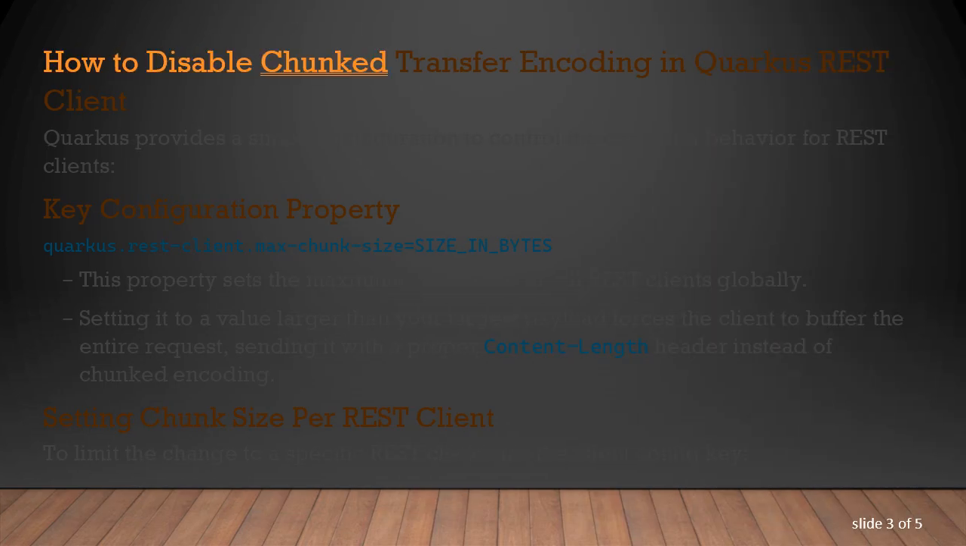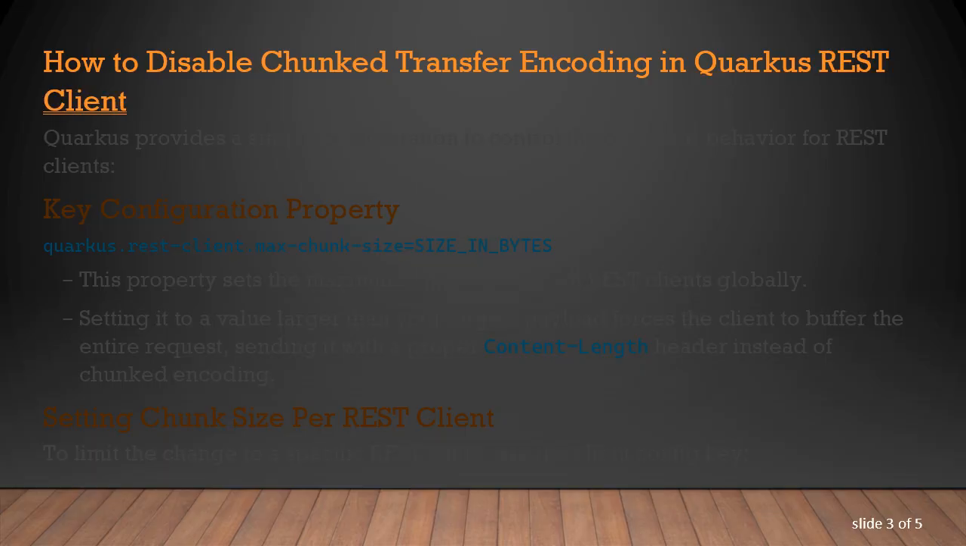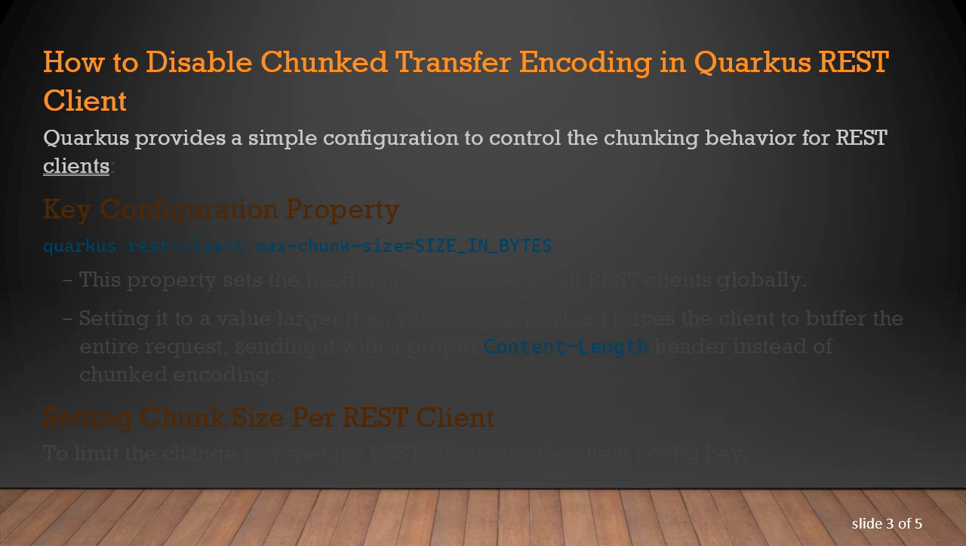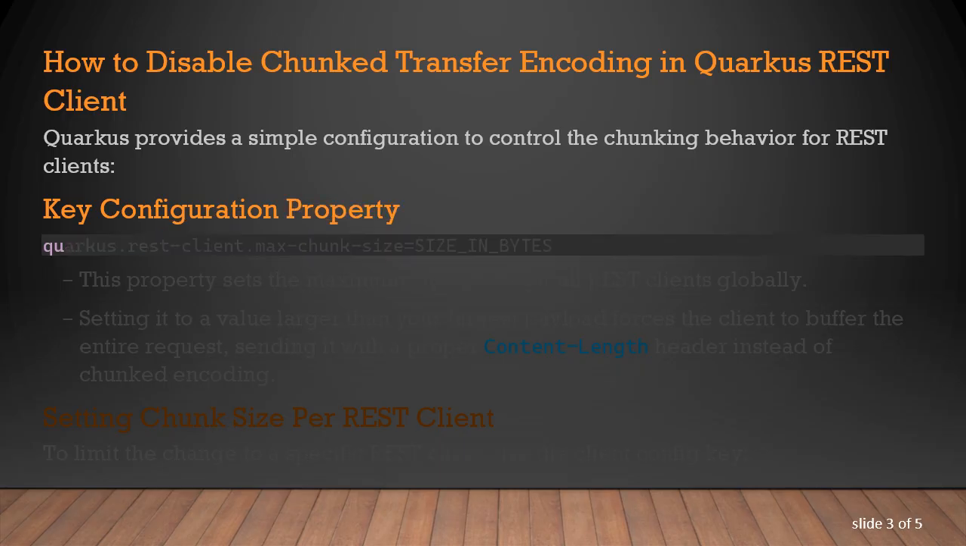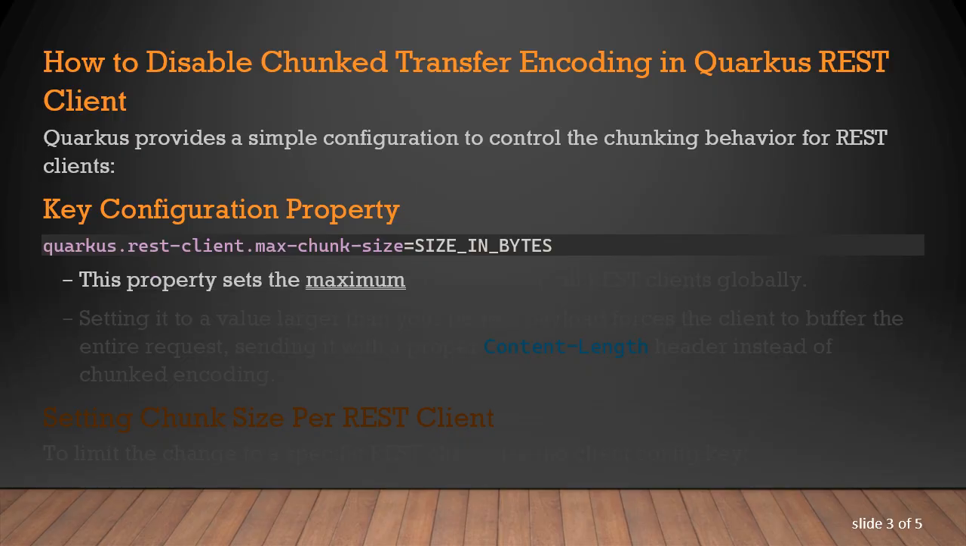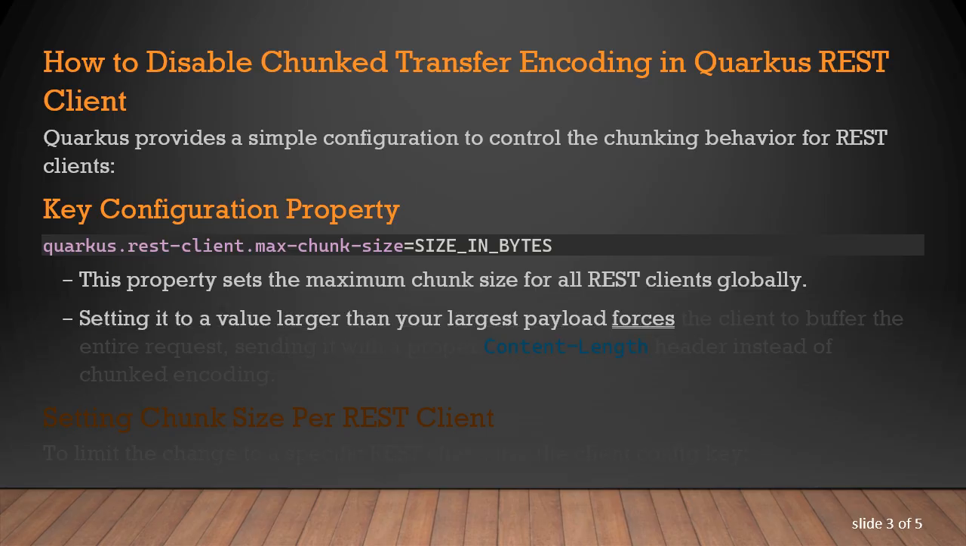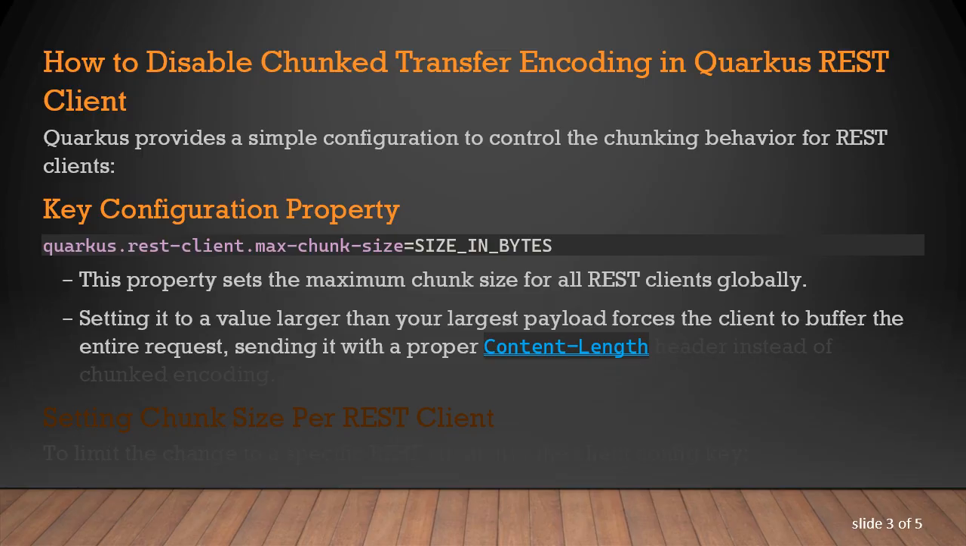How to disable chunk transfer encoding in Quarkus REST Client. Quarkus provides a simple configuration to control the chunking behavior for REST clients. Key configuration property. This property sets the maximum chunk size for all REST clients globally. Setting it to a value larger than your largest payload forces the client to buffer the entire request, sending it with a proper content length header instead of chunked encoding.